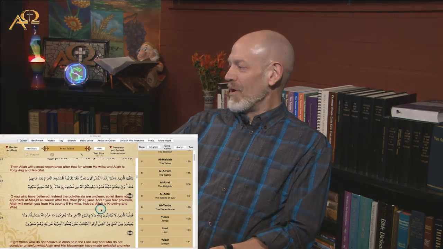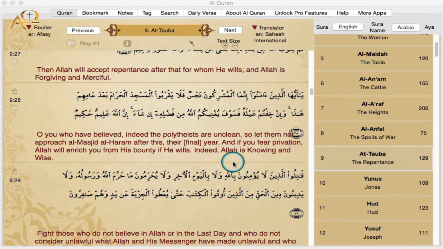So let them not approach al-Masjid al-Haram after this, their final year. And if you fear privation, Allah will enrich you from His bounty if He wills. Indeed, Allah is knowing and wise. Now, do you know what that text is saying? I do.